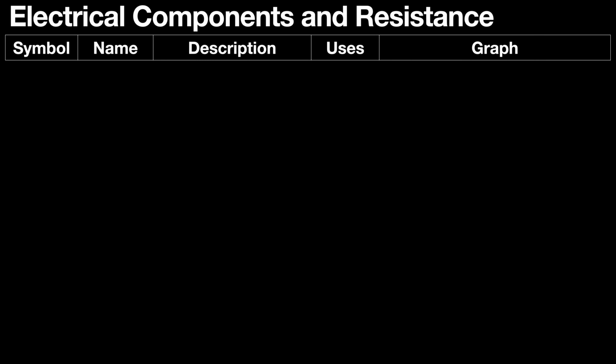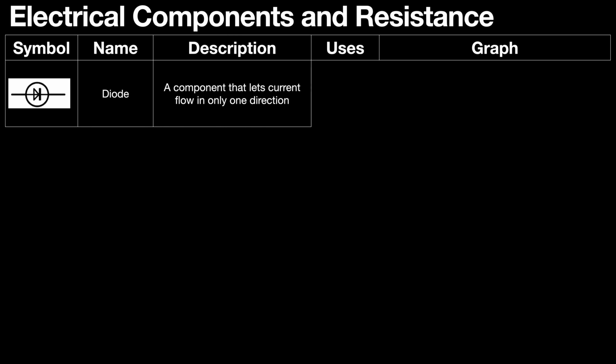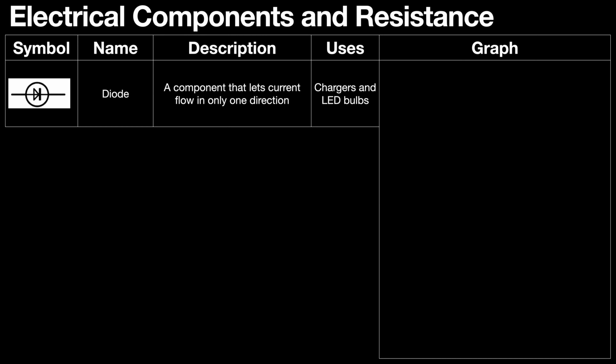We're going to learn about four main components. The first is a diode, and it has this symbol. A diode is a component that lets current flow in only one direction. As we learnt about with AC and DC, alternating current and direct current, current can flow in two directions. And a diode will correct that and only let it flow in one. It's often used in chargers and LED bulbs.